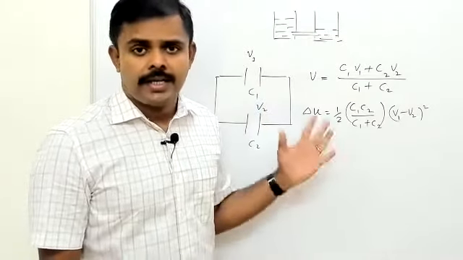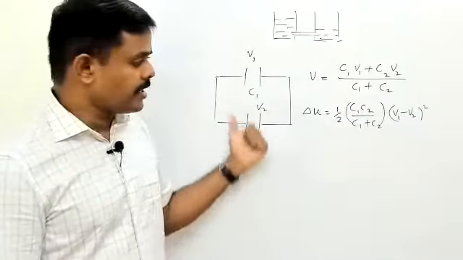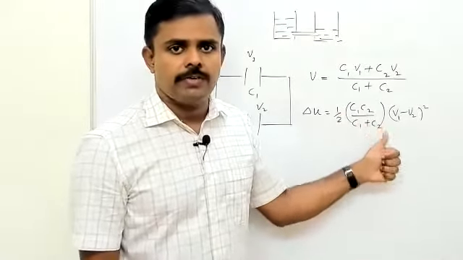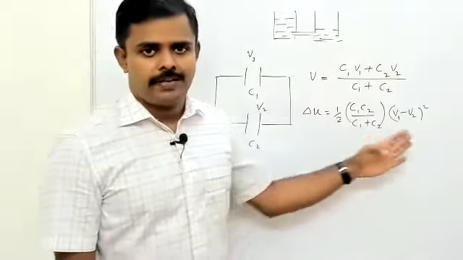Delta U is what? Energy lost. Energy lost upon sharing, or upon connection, is half into C1 C2 by C1 plus C2 into V1 minus V2 the whole square. You just have to put the capacitance values and potential values.